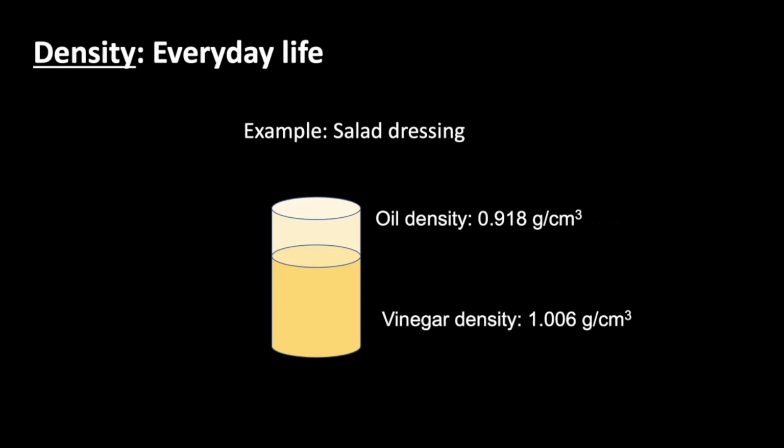Now, something you may see on the regular is salad dressing, and it separates on the shelves. You may see it where you're grocery store shopping or if it's in your cabinet at home. So with salad dressing, if you look at the densities of the oil versus the vinegar layer, the vinegar is going to be at the bottom because the density is higher, 1.006, than the density of the oil, which is 0.918.